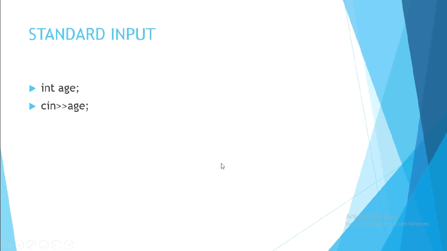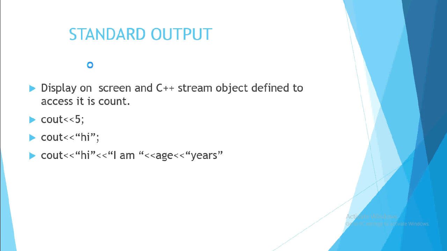Okay, so I will just show how you can take the age. Over here standard input is int age and cin age, so you can take it like this, and then you can print the previous line after that, the last one.